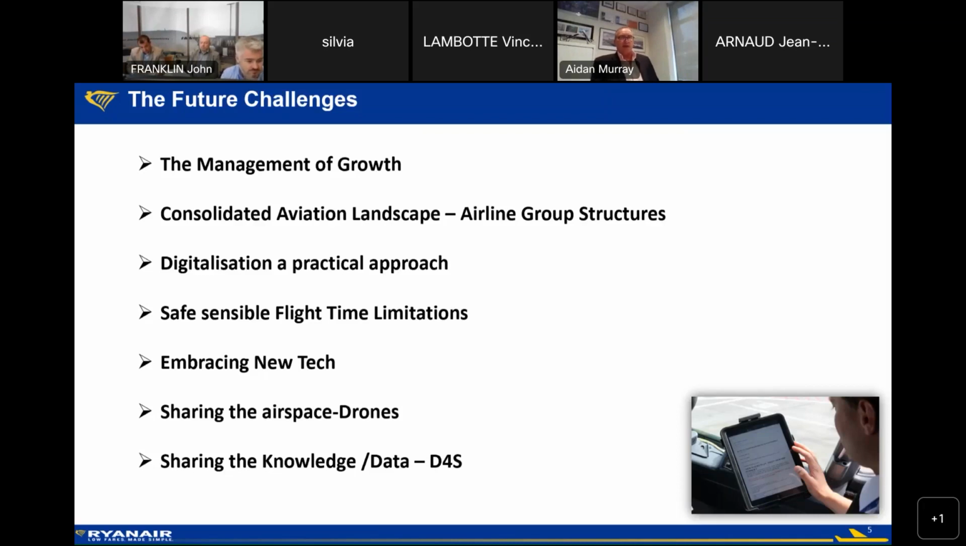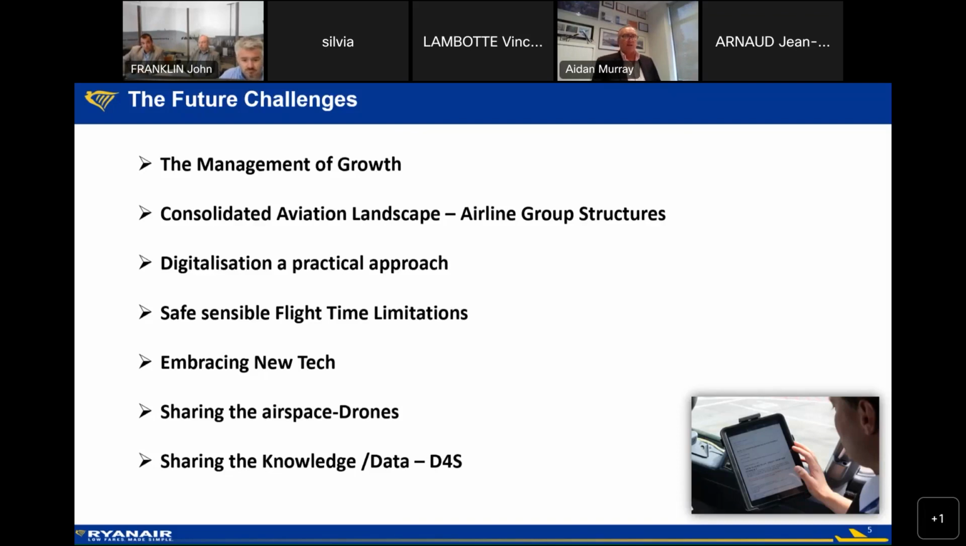Digitalization, a practical approach. Some of the regulation at the moment is a bit out of date with regard to the whole idea of digitalization across the industry. I think it's something that needs to be addressed for sure, to ensure that it becomes very, very practical for airline operators to embrace digitalization as we go forward.